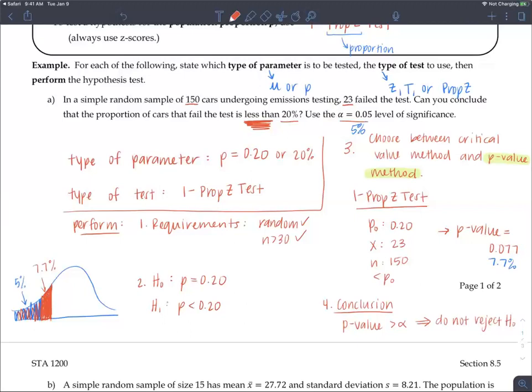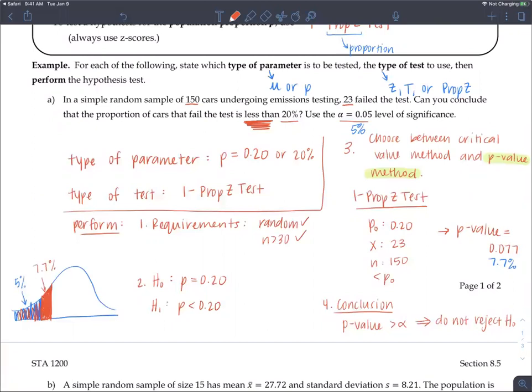So do you guys have any questions about this one? Does this make sense? Did everybody understand the p-value method? Oh, calculator's falling. Thank you. Okay.